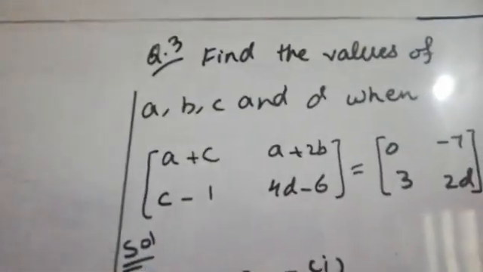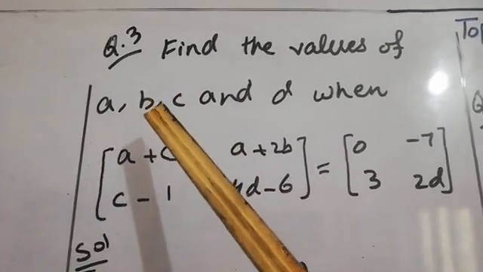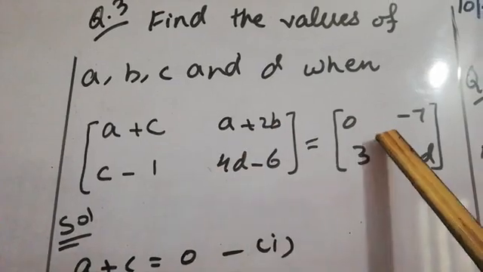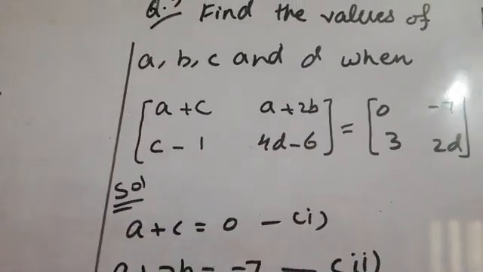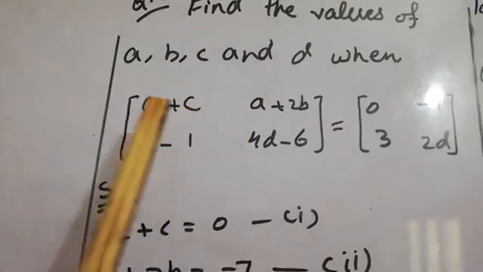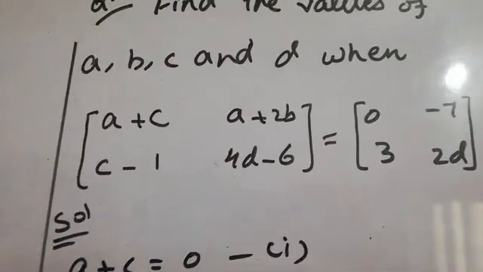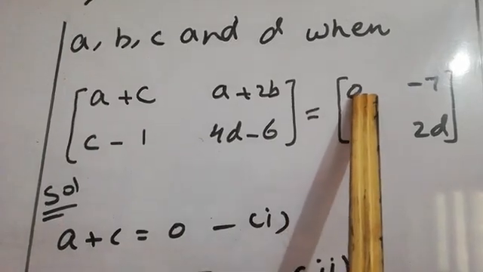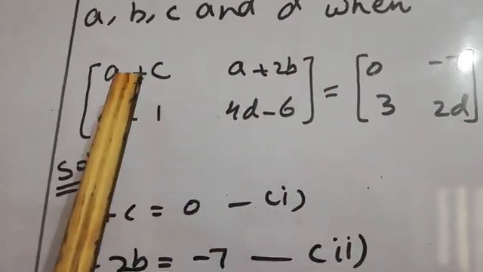Question number 3 is very interesting. In this question we are going to find the values of A, B and C, given that two matrices are equal. Remember one rule, dear students: whenever two matrices are equal, their corresponding entries must be equal. Corresponding entries means the first row, first column entry of one matrix and the first row, first column entry of the other, so we can compare these values.